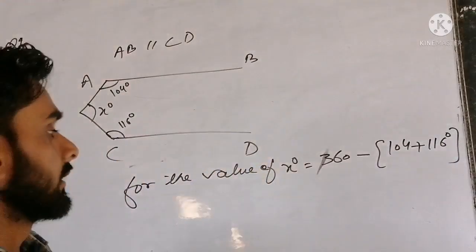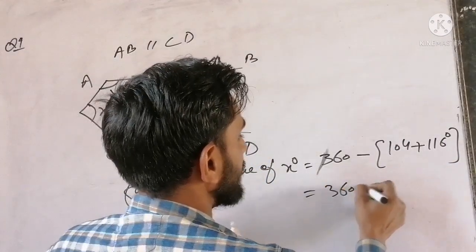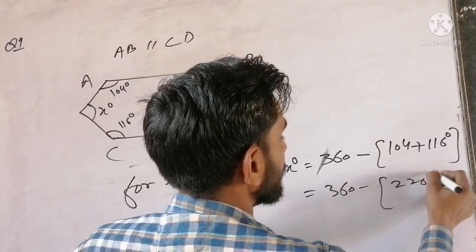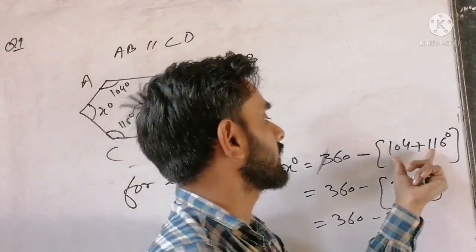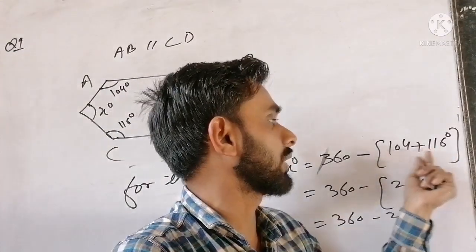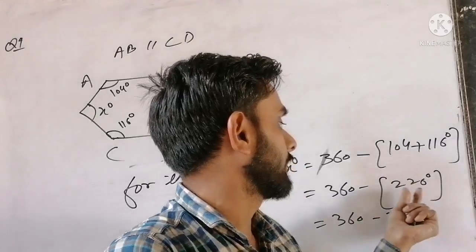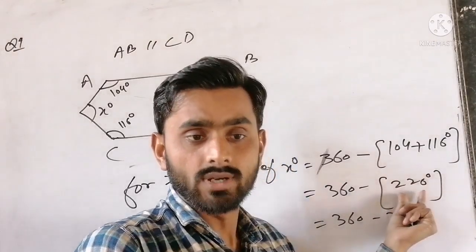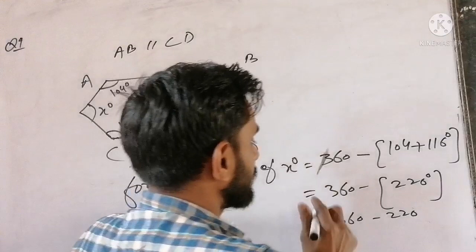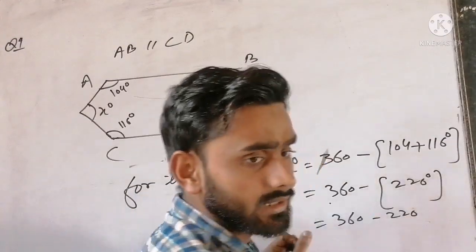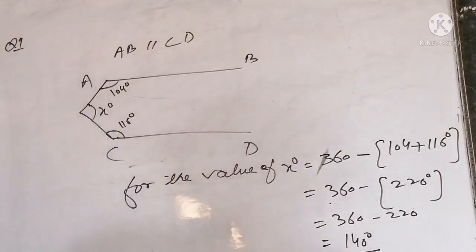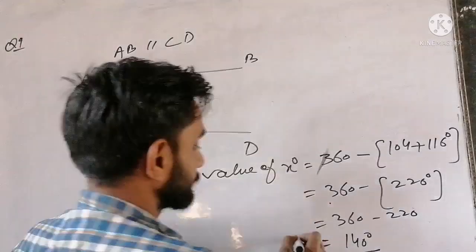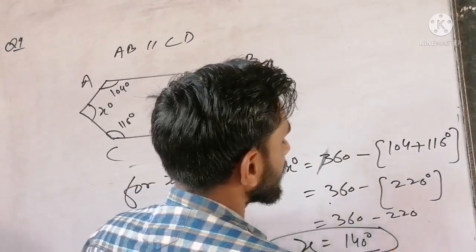Okay, 360 minus 220. If we add these two angles, 104 and 116, then it becomes 220. Then we subtract 360 minus 220, and it becomes 140 degrees. And so x is equal to 140 degrees. This is the tricky concept.